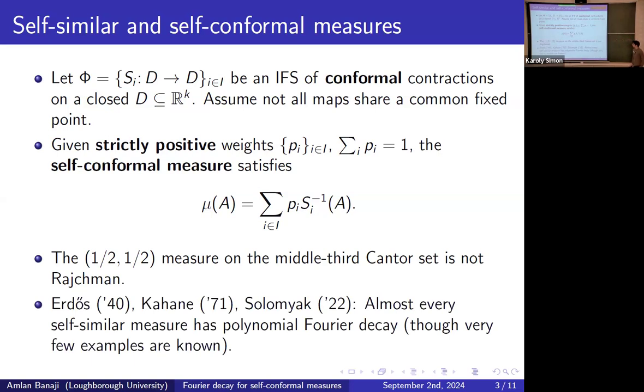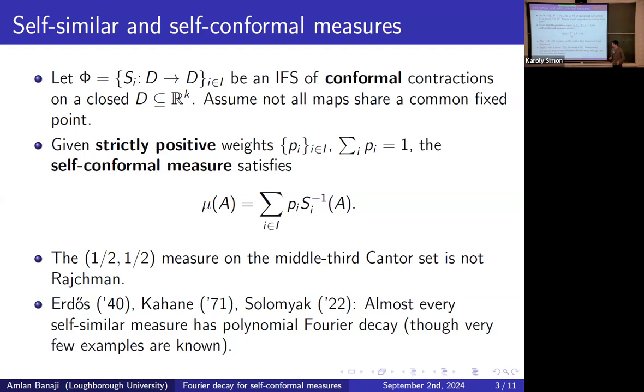However, almost every self-similar measure has polynomial Fourier decay, and there are multiple senses in which we can say this, multiple very strong senses. This has been known in various different situations since the work of Erdos and then Kahane, and then more recently, Solomyak showed that if you take a self-similar measure on the line and you remove a set of exceptional parameters of Hausdorff dimension 0, then your self-similar measure will have polynomial Fourier decay. However, very few explicit examples of this are known.